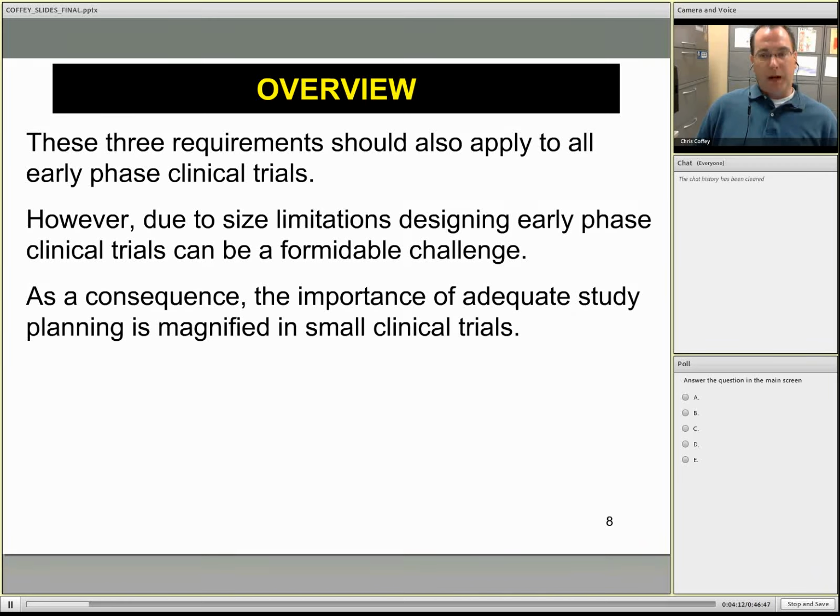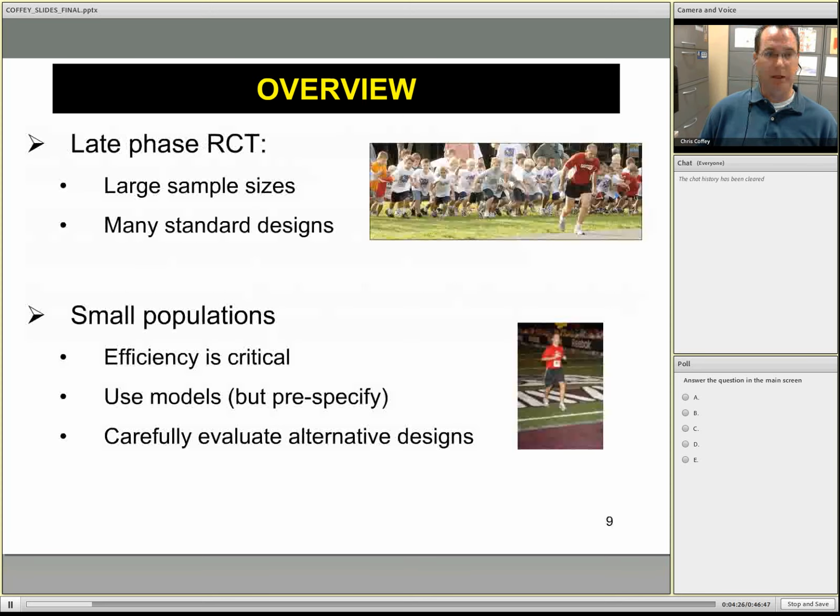So the problem with that is, as I alluded to before, with size limitations and resource limitations for these early phase studies, it's much more difficult to do this. And so the importance of adequate study planning is really magnified in small clinical trials. And that's a lot of what we'll focus on today.